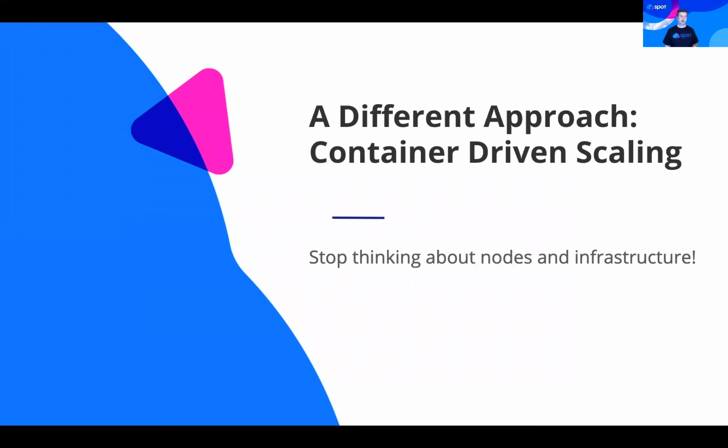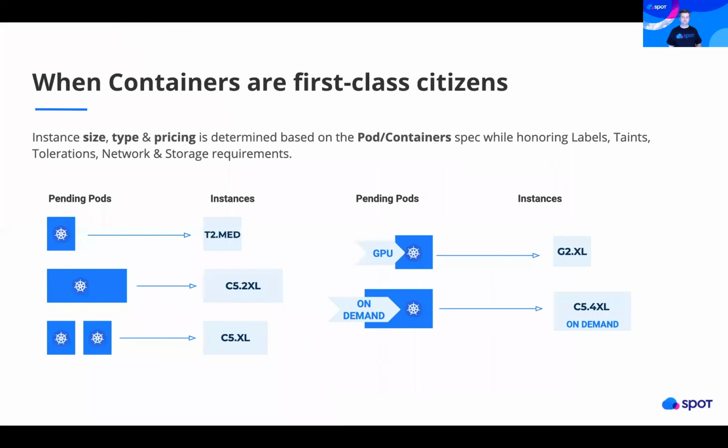So with this in mind, understanding the different types of mismatches that can happen between pod scaling and infrastructure scaling, what type of approach do we need to take to Kubernetes running in the cloud? And the bottom line is we need to stop thinking about nodes and infrastructure. We need to focus on pods, and we need a solution that will bring the infrastructure for us so we don't have to think about it.